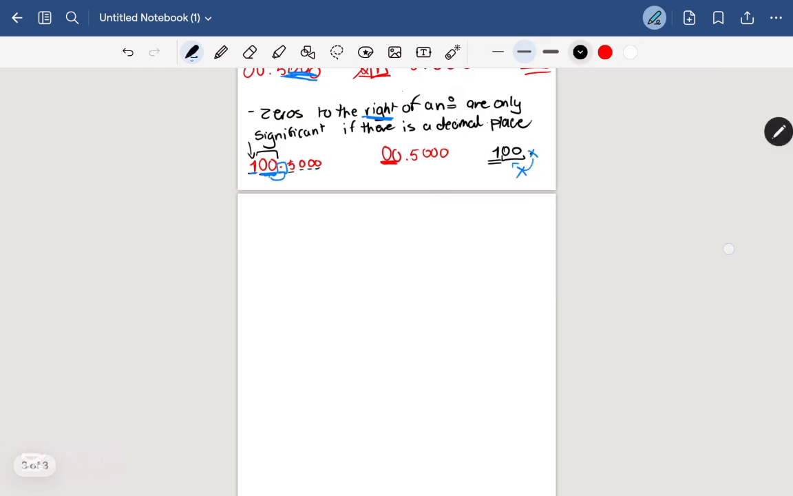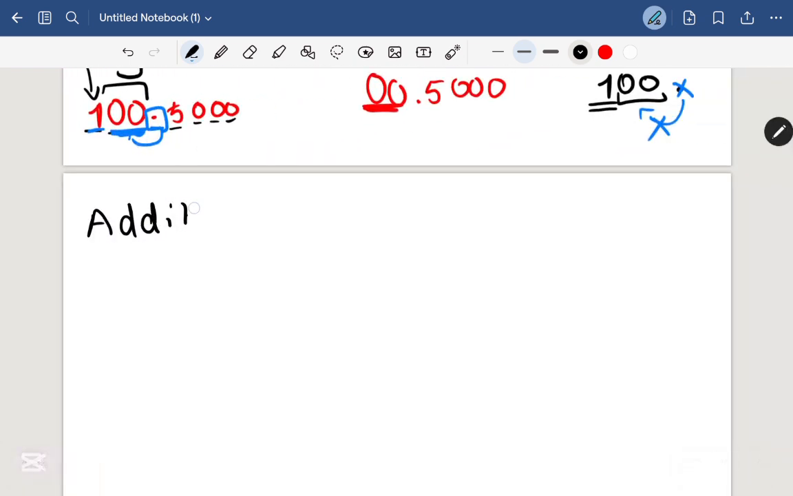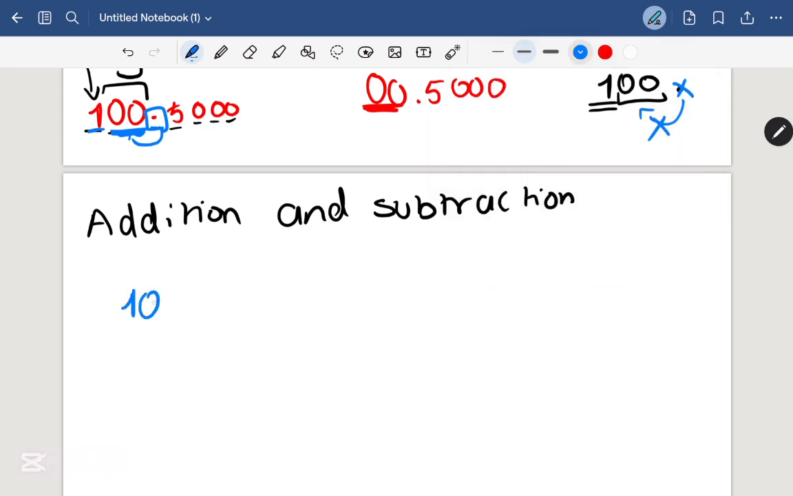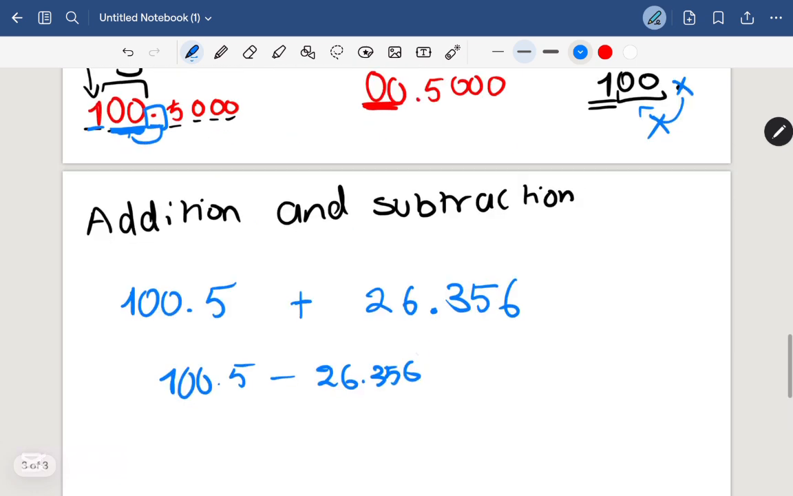Now we will move on to discussing how to add and subtract decimals. So, addition and subtraction. I will take as my example 100.5. One time we will do it plus 26.356, and another time we're going to do 100.5 minus 26.356. Now, how do you add and subtract these numbers?